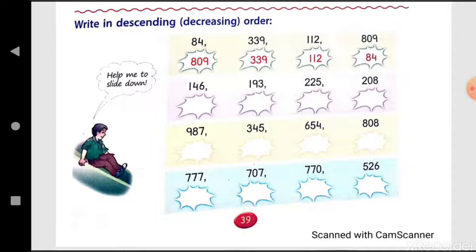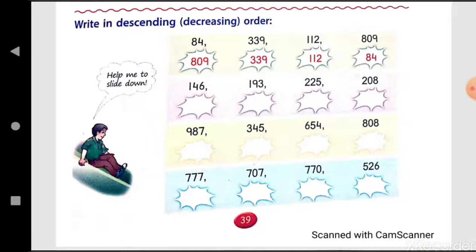Similarly, in the next example, the numbers are 146, 193, 225 and 208. Now again, all the numbers have got 3 digits. Out of 4 numbers, 2 numbers have 1 at hundreds place and 2 numbers have 2 at hundreds place. So since 2 is greater than 1, the numbers with 2 at hundreds place would be bigger. Out of 225 and 208, both the numbers have 2 at hundreds place.